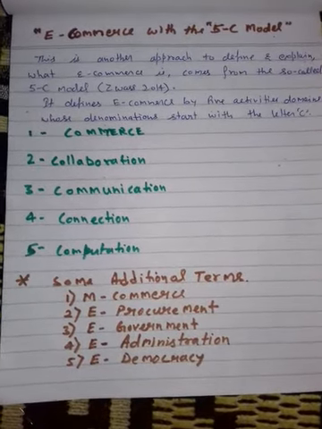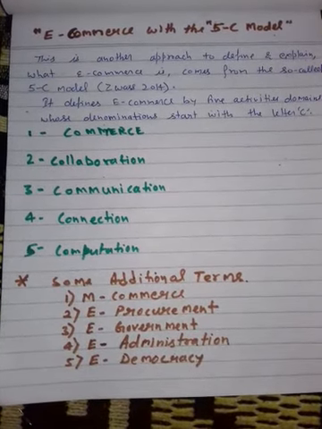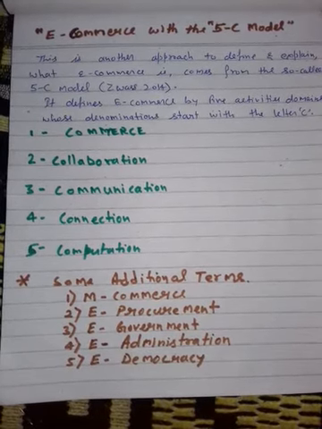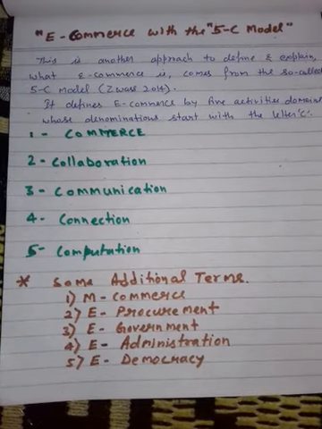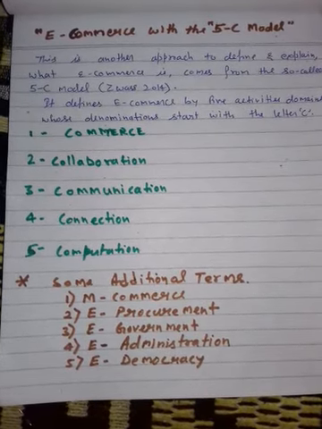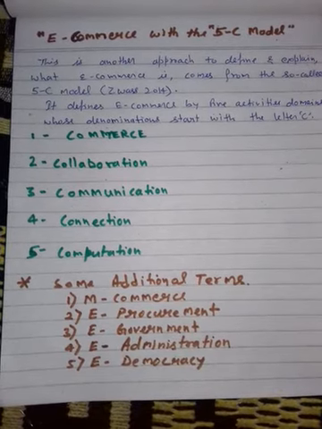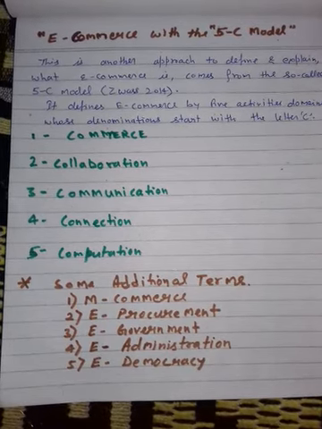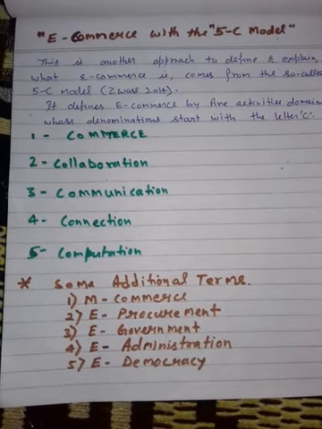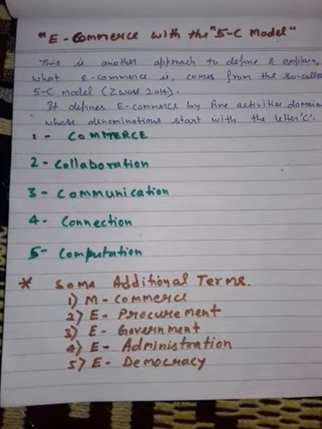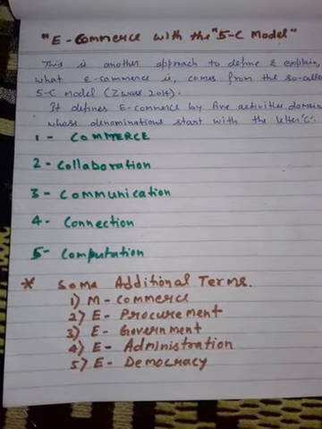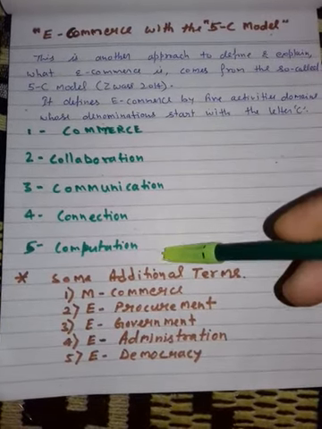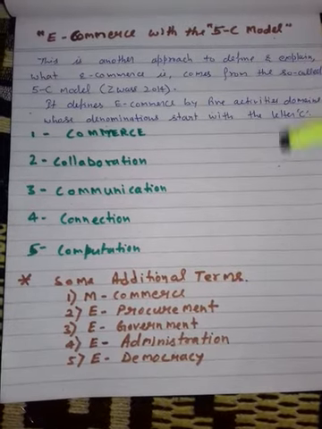The fifth C is computation. Computation is another important C. It is related to internet infrastructure, which enables large scale sharing of computational and storage resources, thus leading to the implementation of the decades old idea of utility computing. So computation is now a very important term in e-commerce and other things. So these are the 5 C's, and on the basis of the 5 C's we can define e-commerce.